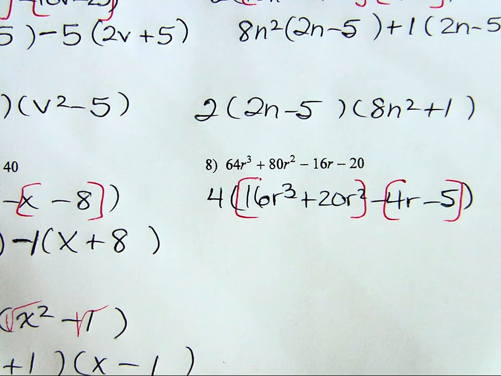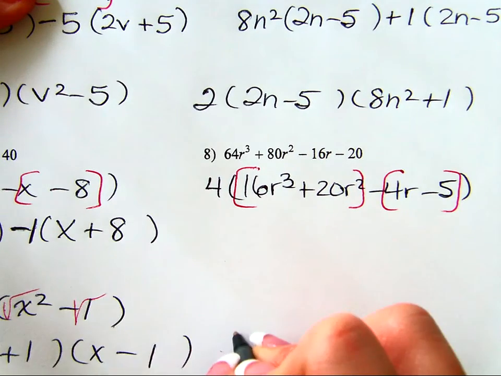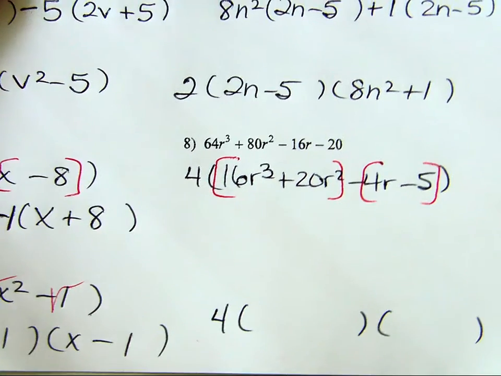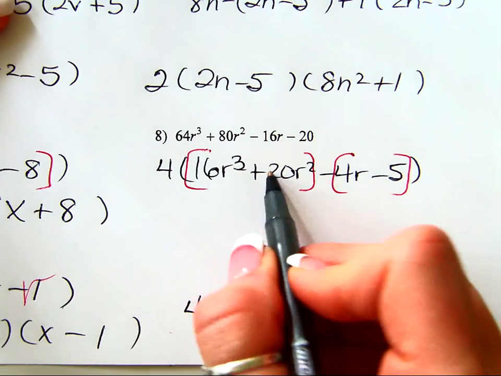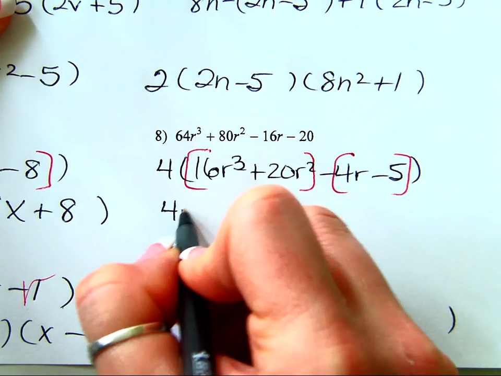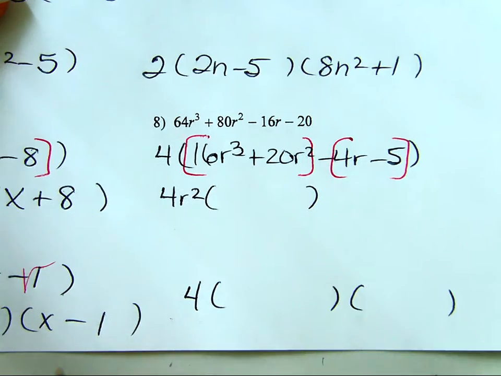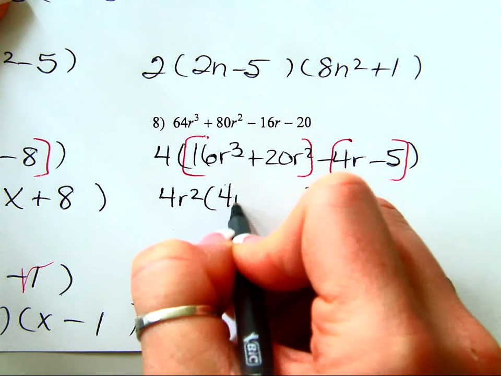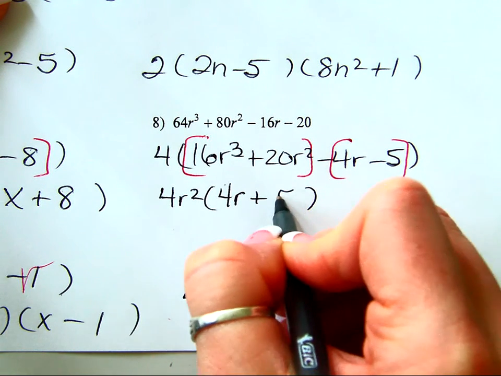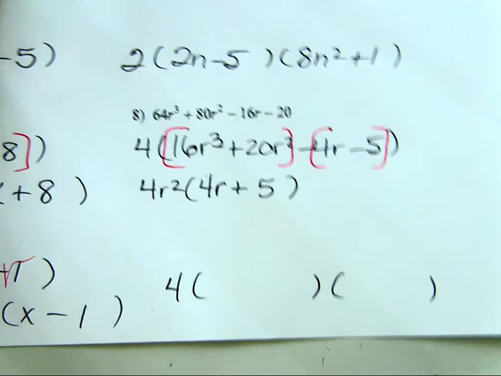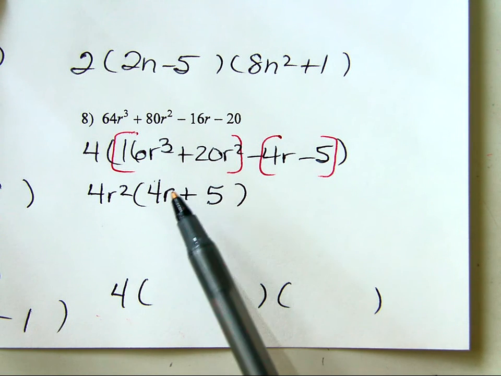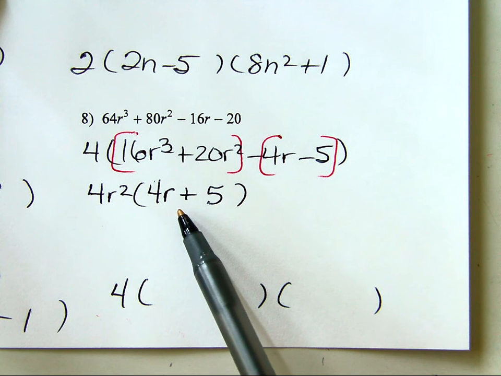I need to make sure this is right. So this 4 is going to come down here. I'm going to pull out a 4 from here and an r squared. What's left? A 4r plus 5, right? Okay. Is everybody okay with how I got 4r plus 5? I guess I should stop there too.